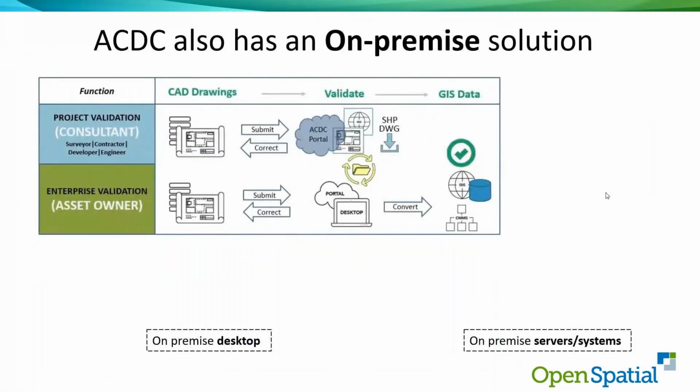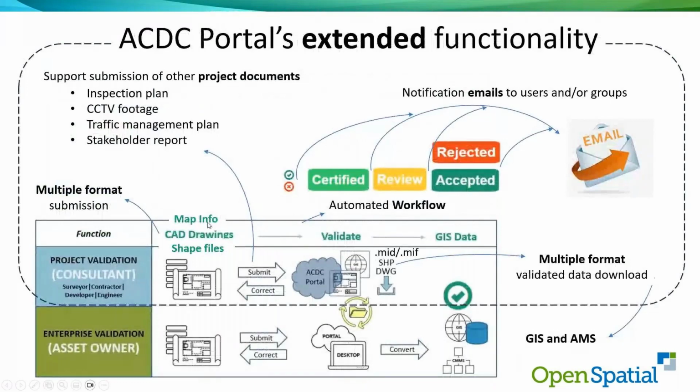Now, there's the portal solution. So that's basically the process. You submit it to the portal, it gets validated, you correct it, MID/MIF, shape or drawing. It then gets within the organization, so they can pick up either, let's say, a shape file or the drawing file and convert that to the GIS and asset management system. Now, there might be slightly different workflows. Some people go directly to GIS and then populate the asset management system.